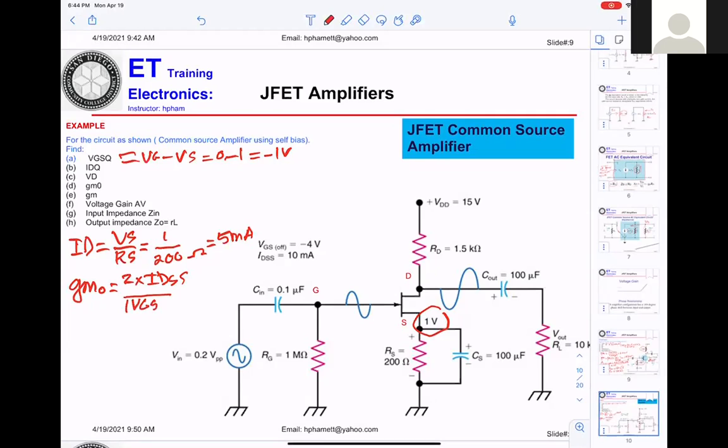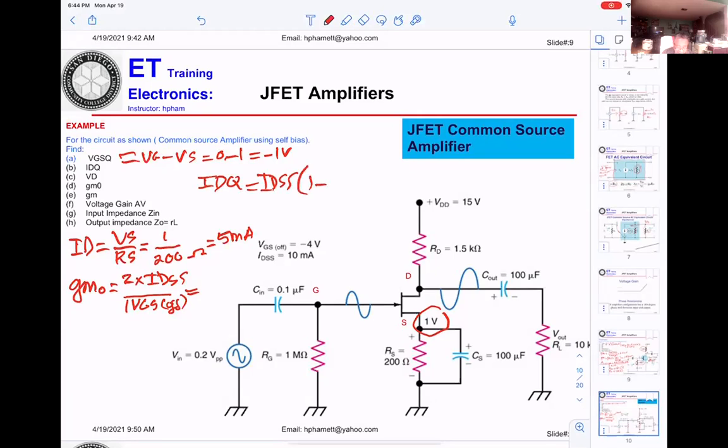Mr. Pham, for IDQ, why are we not using IDSS times (1 minus VGS over VGS off) squared? Can you say again? Okay, for IDQ, you say IDQ is equal to IDSS times 1 minus VGS over VGS off, squared.